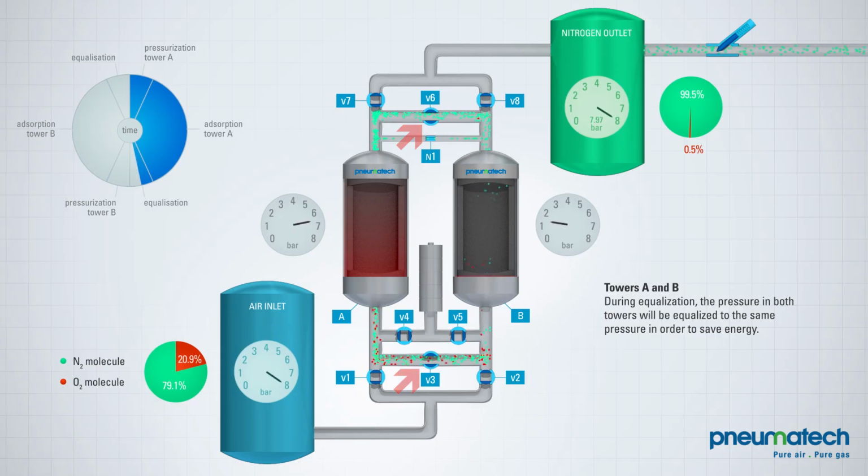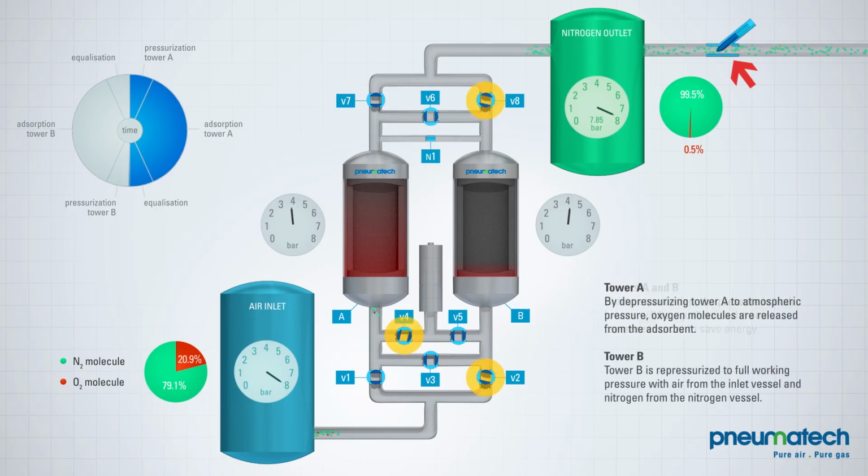The high pressure from Tower A will flow to Tower B until a balance is reached, in this case at 4 bar. During equalization, no nitrogen can flow to the outlet vessel. However, nitrogen can still be consumed from this vessel, resulting in a slight nitrogen pressure decrease. After equalization, Tower B is pressurized to maximum working pressure, again with pressurization from both top and bottom.